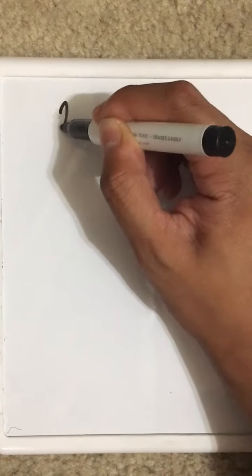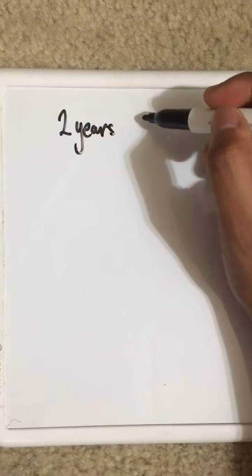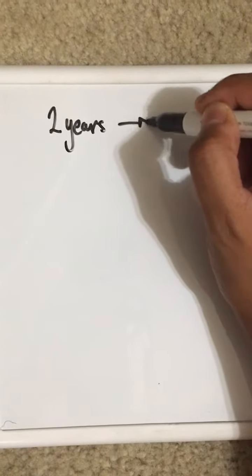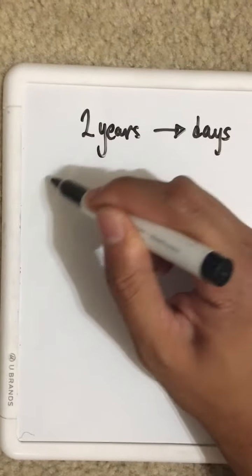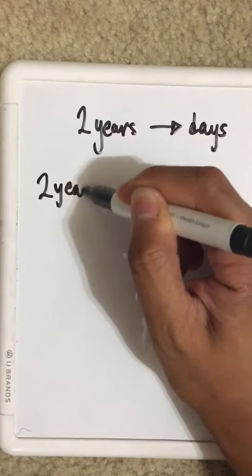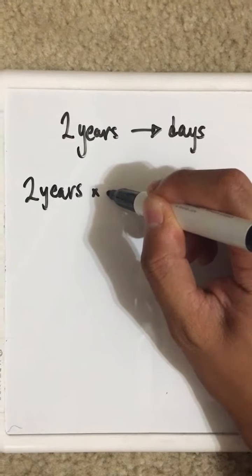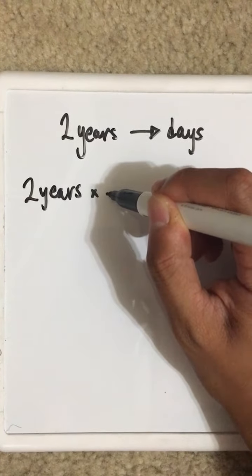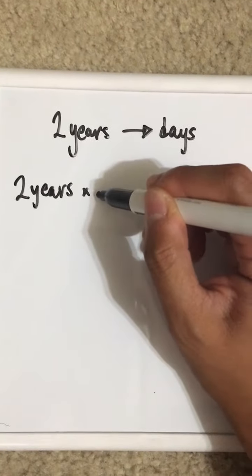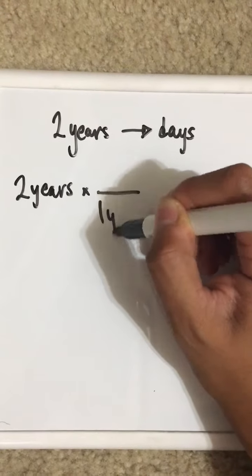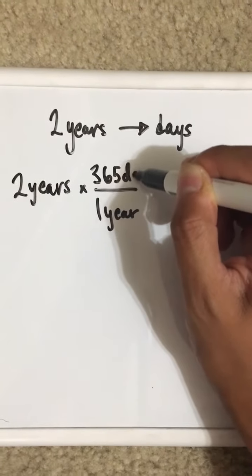I'll just give you examples so that you can see what I'm talking about. So let's start off with 2 years, and we want to convert it to days. So our given is 2 years. All we do is multiply it by a ratio. And we want to make sure that our end unit is what unit we want. So I know that in 1 year there are 365 days.